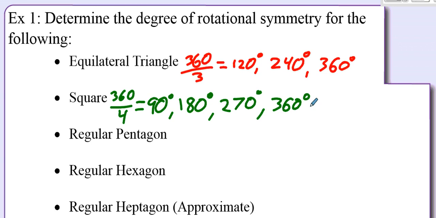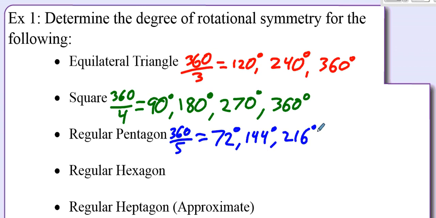For a pentagon, that's 5 sides. Pentagon means 5. So you do 360 divided by 5, which is 72. Another 72 degrees on top of that would be 144. And then another 72 would be 216. Plus another 72, 288. Plus another 72 is 360, back where you started.